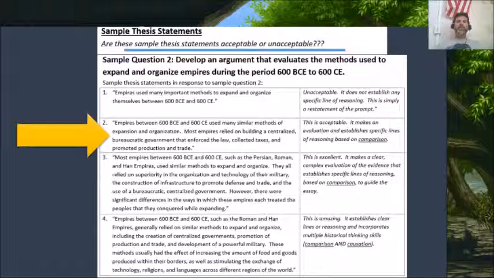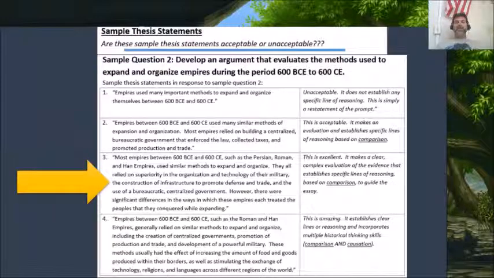Next, empires between 600 BCE and 600 CE used many similar methods of expansion and organization. Most empires relied on building a centralized bureaucratic government that enforced the law, collected taxes, and promoted production and trade. This is good. This is acceptable. It makes an evaluation, and it establishes specific lines of reasoning based on comparison. This is very clearly saying, here are the things that empires kind of had in common as it relates to their expansion and organization. That's really good.